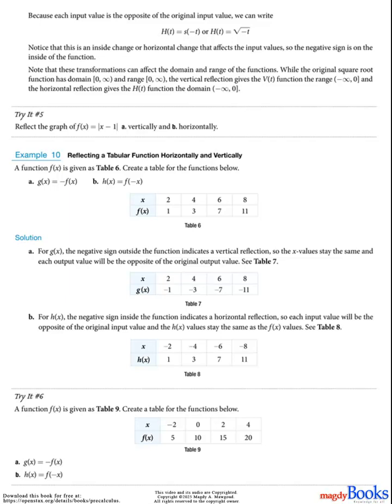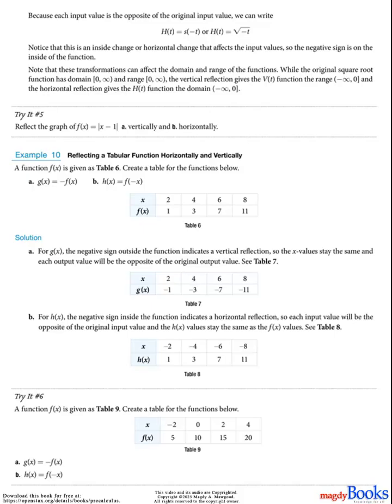b. For h(x), the negative sign inside the function indicates a horizontal reflection, so each input value will be the opposite of the original input value, and the h(x) values stay the same as the f(x) values. See Table 8. For x equals -2, h(x) is 1. For x equals -4, h(x) is 3. For x equals -6, h(x) is 7. For x equals -8, h(x) is 11.